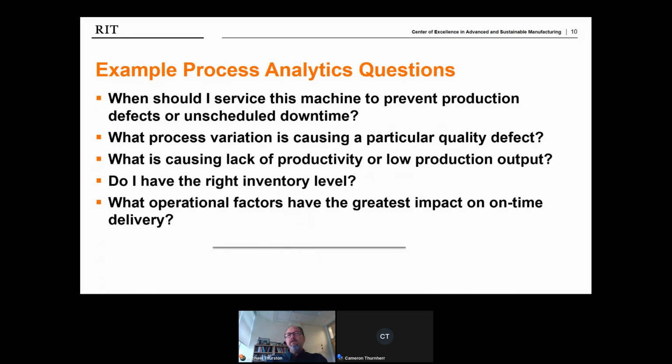And you can come up with a whole variety of different questions that likely could be answered through greater interrogation of data, if you happen to have the right data to support that analysis. And we'll talk about data availability and data needs later in the presentation.